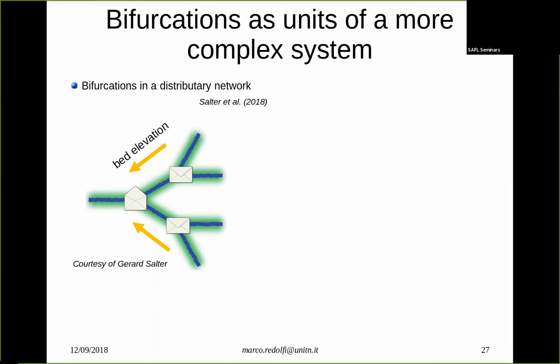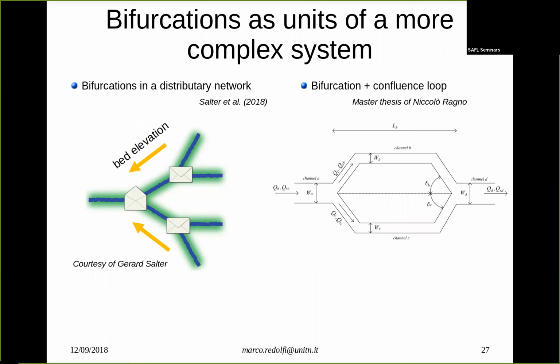Well, as a final remark, and then I will conclude, we must consider that bifurcations actually are not isolated. What happens in the surroundings of the bifurcation is usually not something really external, but it depends on the evolution of the bifurcation itself. This is, for example, the case of a bifurcation in a distributary network, what we were discussing with Gerard. And also, for example, the case of a bifurcation followed by a confluence.